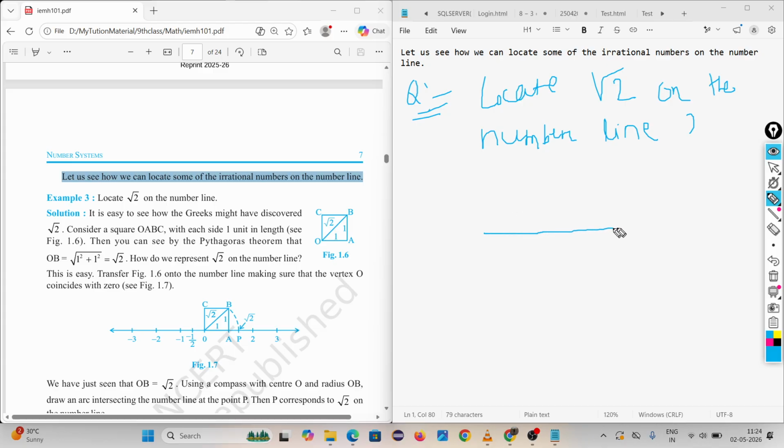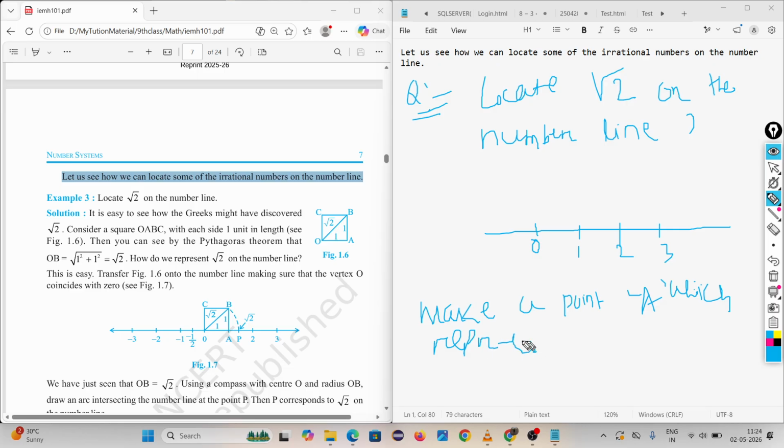First you make the number line. Root 2 means base should be how much? 1, sir. Below you write: make a point A which represents 1 on the number line. You understand by doing this, but you have to write it. This writing is so much important. Make this as A.